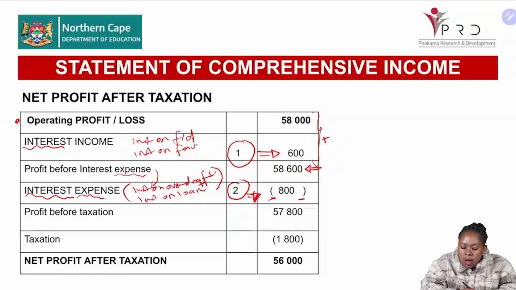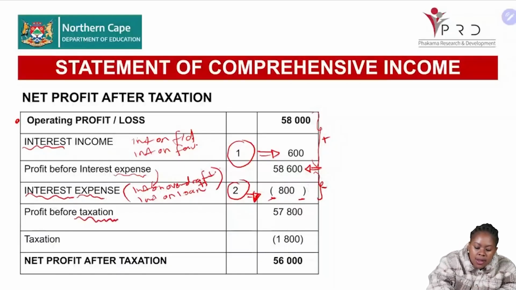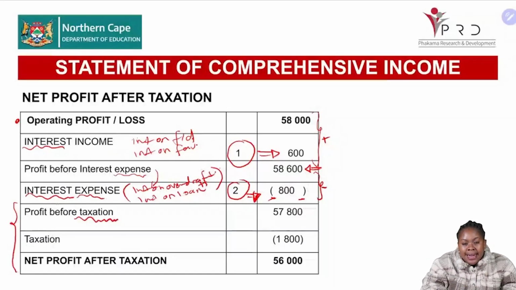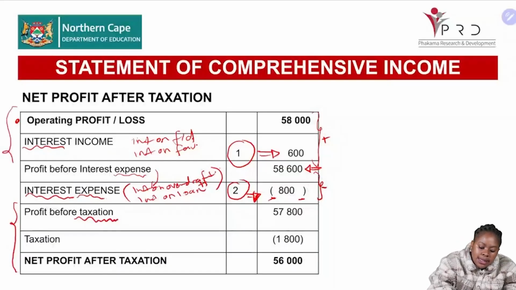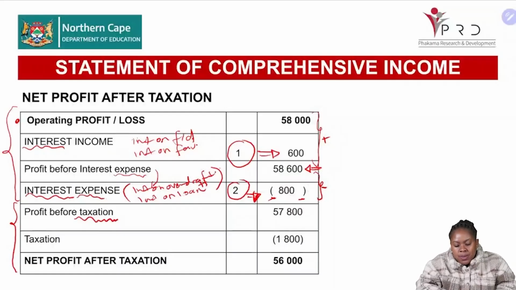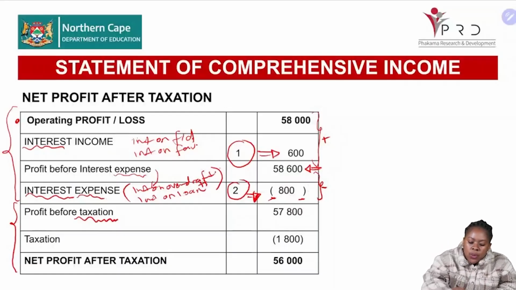Then we continue going down, saying that the profit before interest expense, and we subtract our interest expense to get our profit before taxation. Now, this is the new part that is being added in the grade 12 content. From grade 10 and 11, you've just been dealing with the income statement until here. After that, you have your net profit after interest expense, no problem. But in grade 12, we have a new phenomenon, which is the tax. So the income tax must be charged.